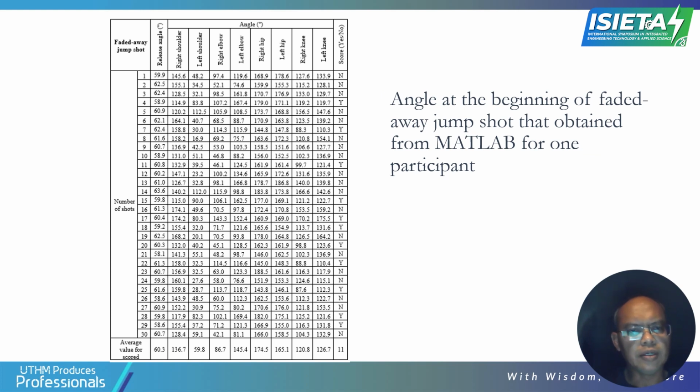This is the angle at the beginning of the fadeaway jump shot from one of the participants also. This data was obtained from MATLAB. This column is the number of shots. The upper column is the fadeaway jump shot. These are the same parameters studied, from release angle until the left knee position. And at the bottom is the average value.